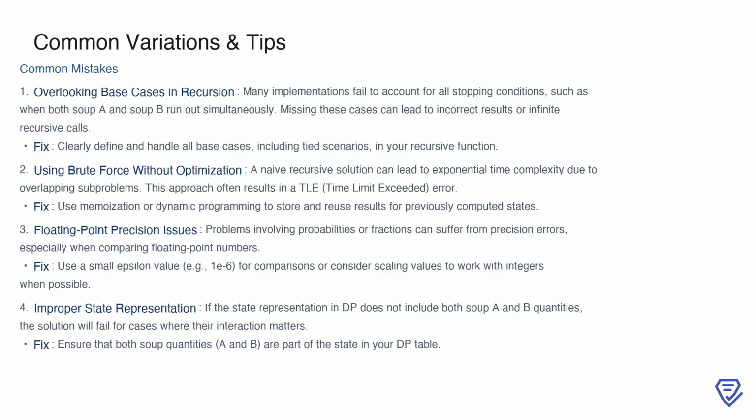Finally, improper state representation in your dynamic programming solution can be problematic. If the states don't account for both soup A and soup B quantities, your solution may fail to capture the necessary interactions. Always ensure that your DP table fully represents the problem's requirements.